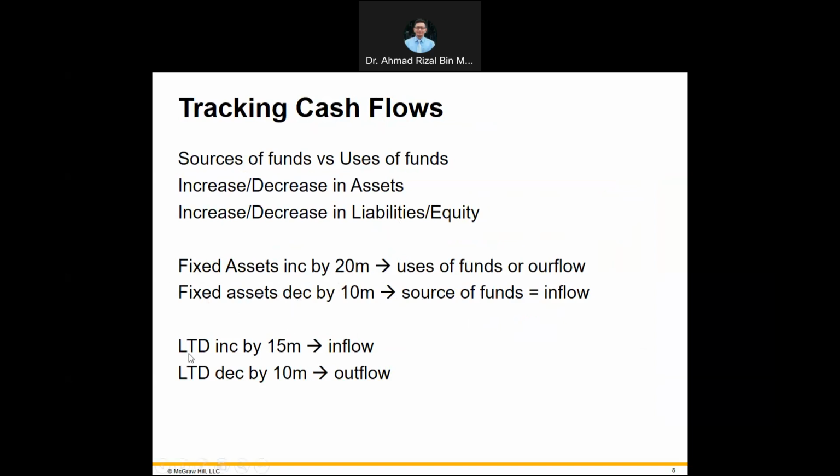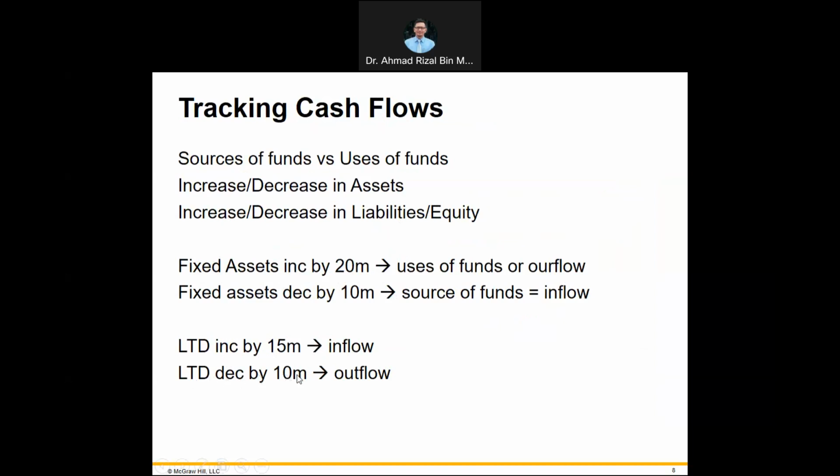Now, on the right-hand side, either the liabilities or equity section, any increase in an item, for example long-term debt, an increase by 15 million, shows there is an inflow of 15 million over the year to reflect the new borrowings made.